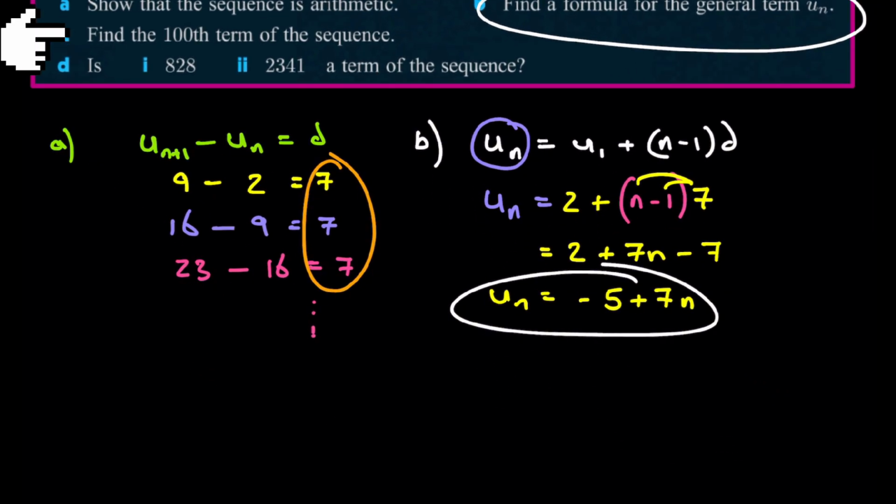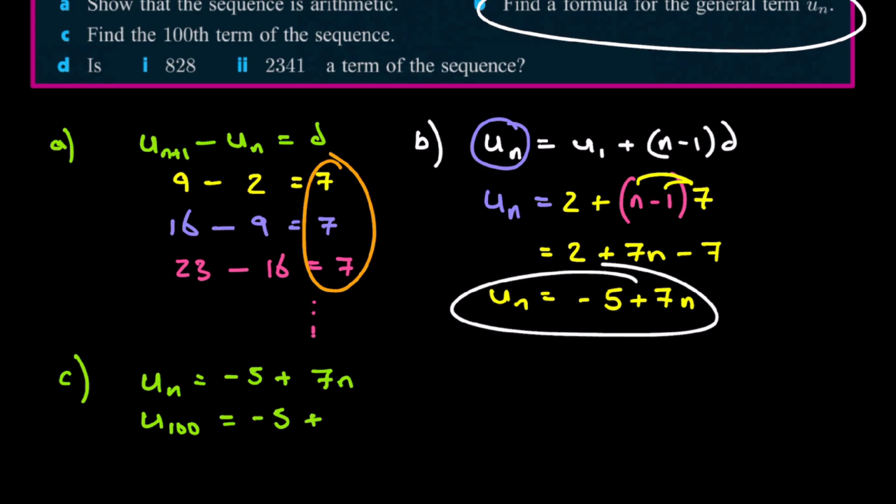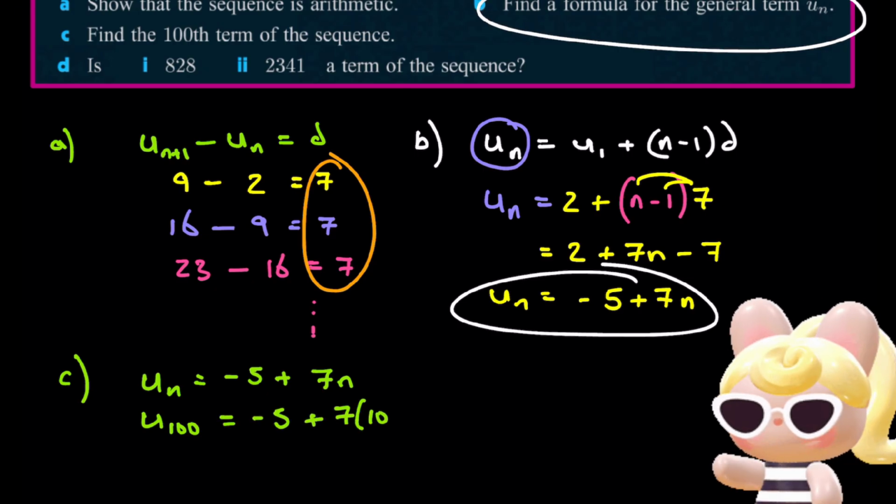It says find the 100th term of the sequence. So here's part C now. un is equal to negative 5 plus 7n, but the 100th term will be u100 is equal to negative 5 plus 7 times 100, that would be 700, subtract 5.